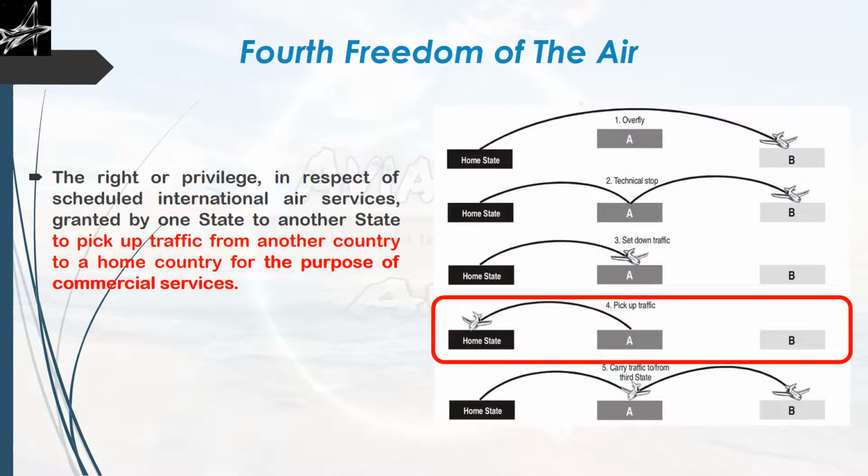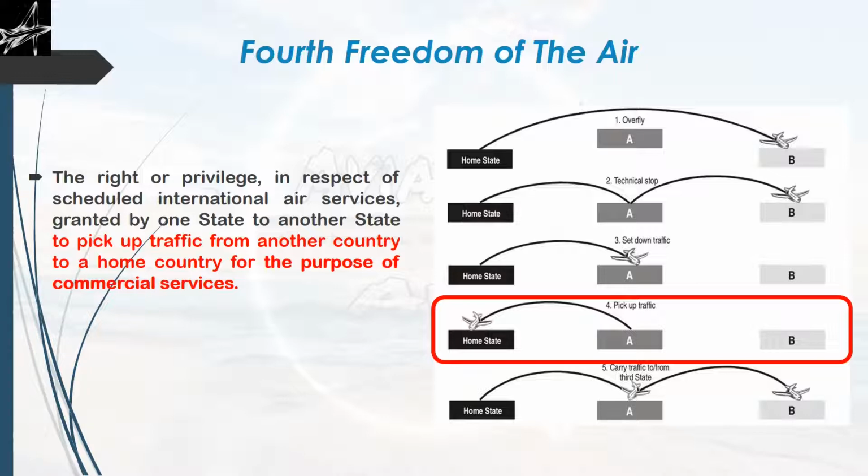The fourth freedom of air is the right or privilege in respect of scheduled international air services granted by one state to another state or states to pick up traffic from another country to a home country for the purpose of commercial air services.